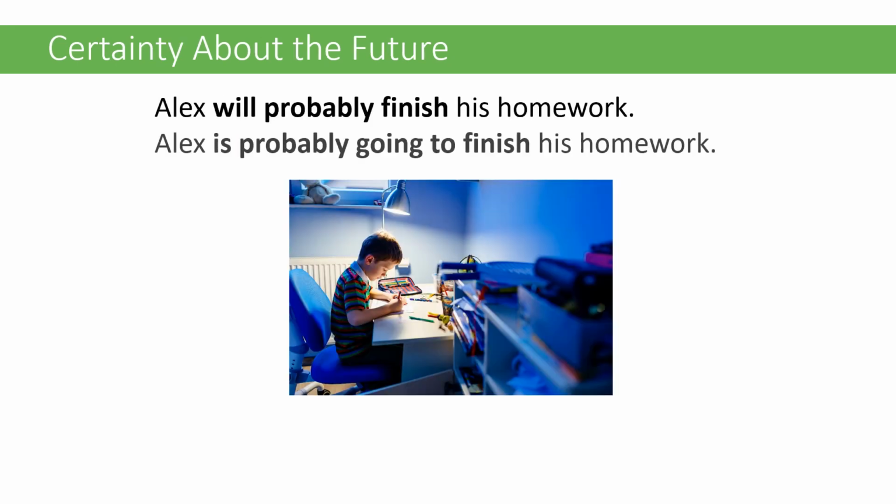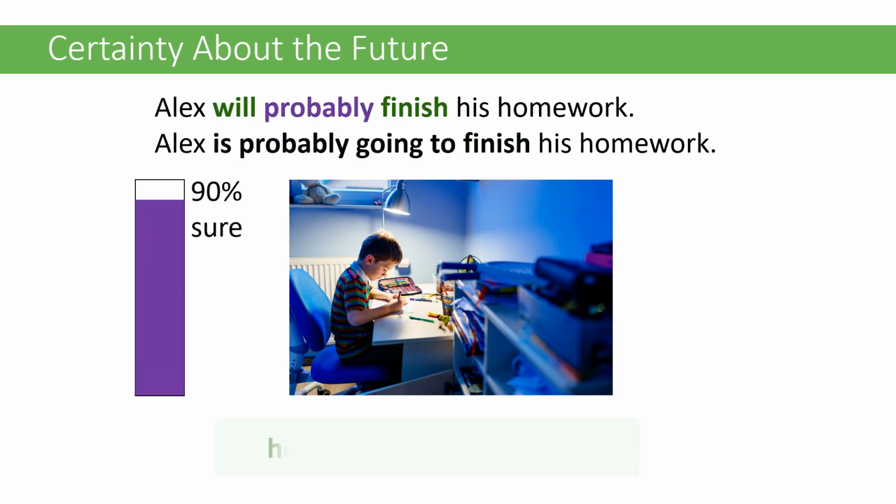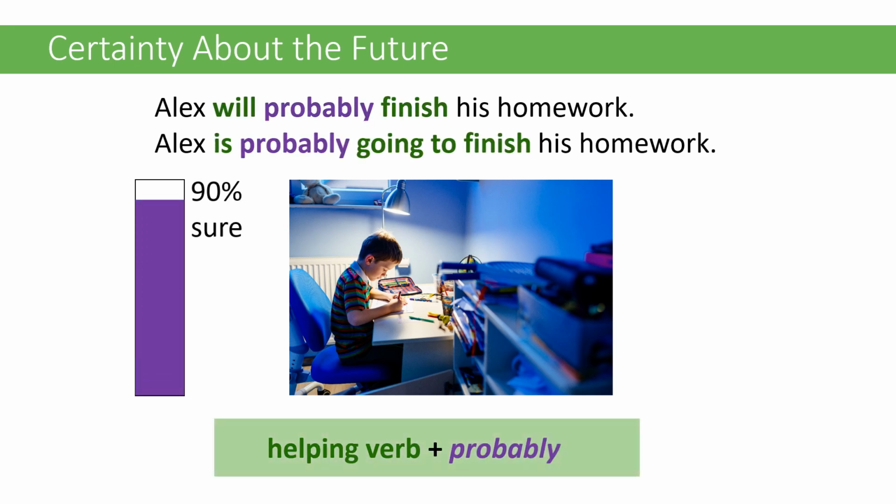When you're almost sure but not 100%, use probably after the helping verbs, as in the example, Alex will probably finish his homework, or Alex is probably going to finish his homework. So is and will are acting as the helping verbs, or auxiliary verbs, they're sometimes called. But we put probably between the helping verb and the main verb.